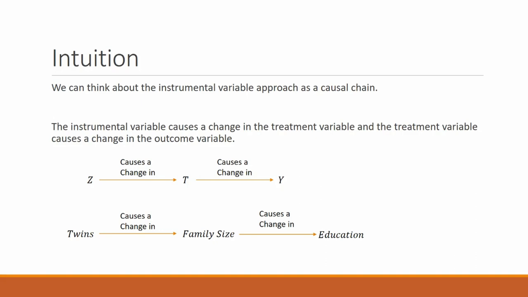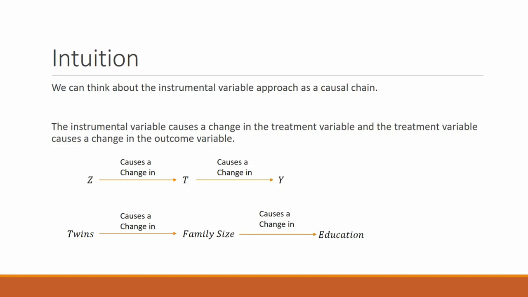But now let me take it even a step farther that I think might help make it even more clear. We can think about the instrumental variable approach by thinking about a causal chain. What do I mean by this? An instrumental variable is a variable that should have some causal impact on the treatment variable, on the independent variable of interest. Here I'm going to use the word treatment variable to refer to the variable of interest, so family size or childcare costs or natural resource endowment. That's the variable I want to know the impact of, this independent variable of interest or treatment variable.